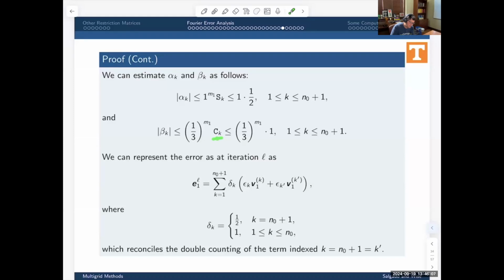And the best I can say for c_k, because that really is in the low frequency ranges, is that it is less than 1. Now, it turns out I can represent the error vector at iteration L. So this is my two-grid iteration number. This can be represented in the following way.